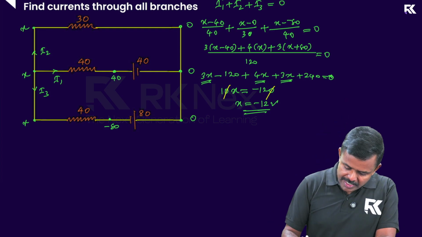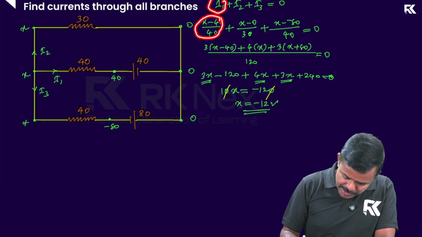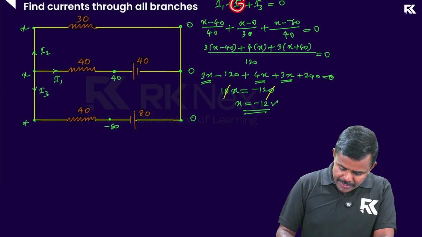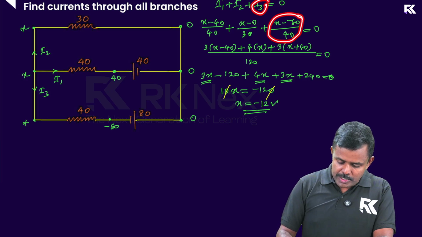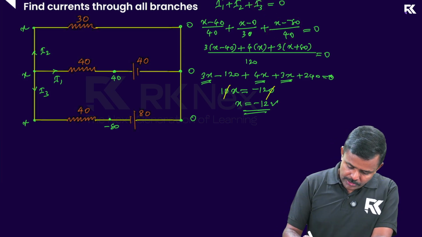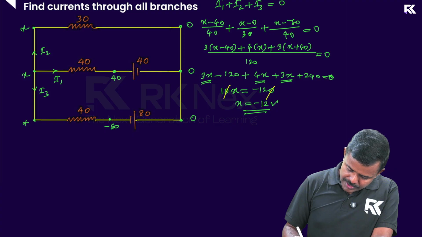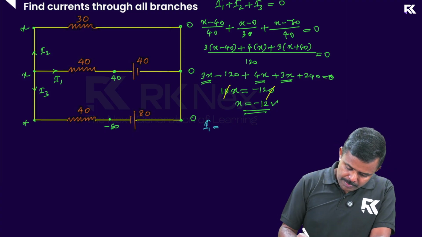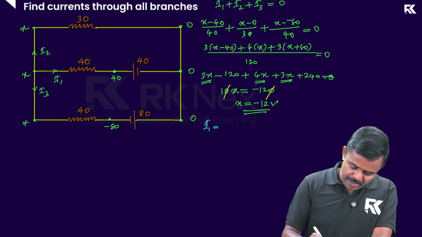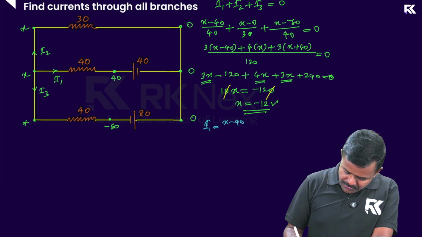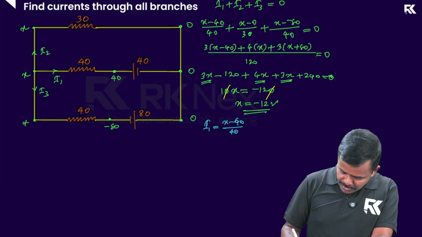Okay. Now having obtained the value of potential at all these points, I can easily find the currents. What is I1 here? I1 is this, (X minus 40) by 40. I2 is this, (X minus 0) by 30. I3 is this, (X minus minus 80) by 40. So I'm going to find I1, I2, I3 now. Look at this. I1 is equal to what? X minus 40 by 40.